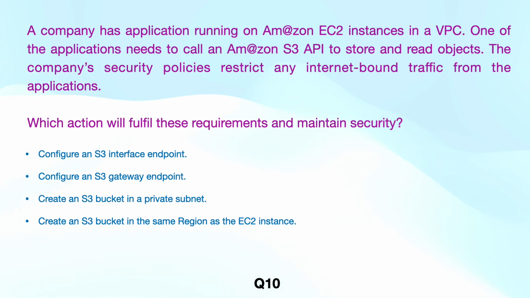First is configure an S3 interface endpoint. Second is configure an S3 gateway endpoint. The third is create an S3 bucket in a private subnet. The last, create an S3 bucket in the same region as the EC2 instance. So, which action will fulfill these requirements and maintain security? So, the right answer would be configure an S3 gateway endpoint.